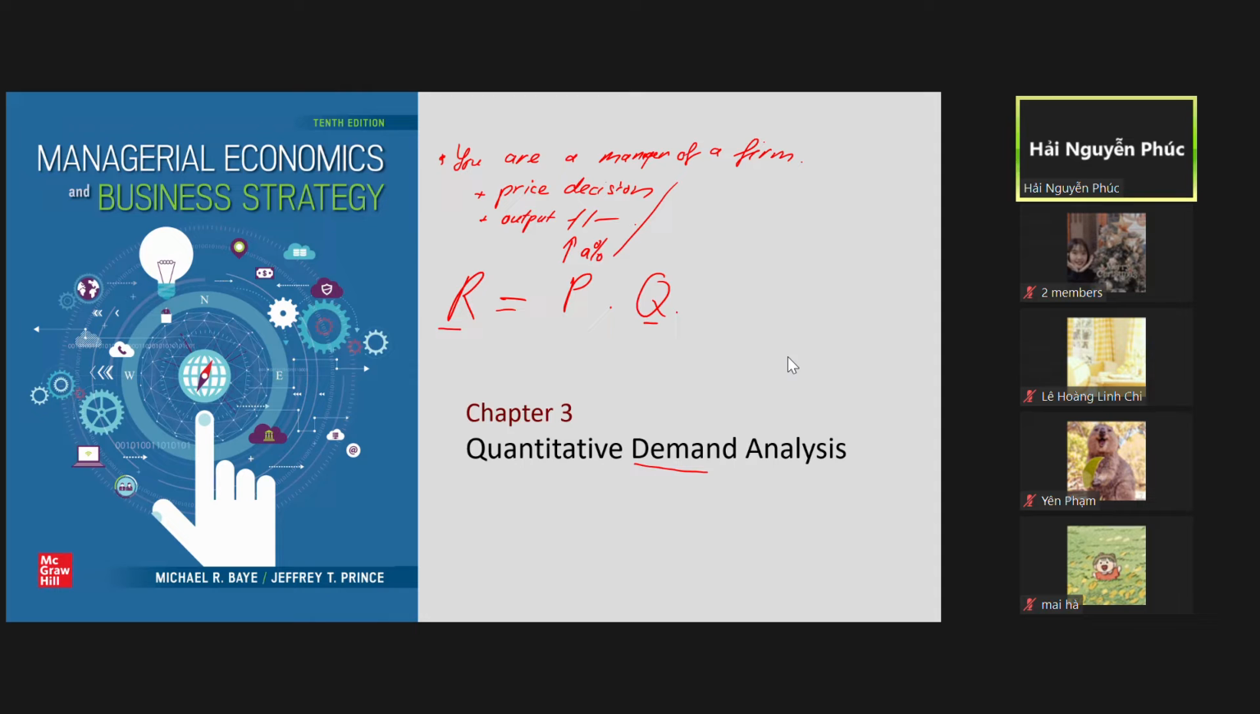My question: if you increase the price by 8%, then under which condition will the revenue increase? Anyone?